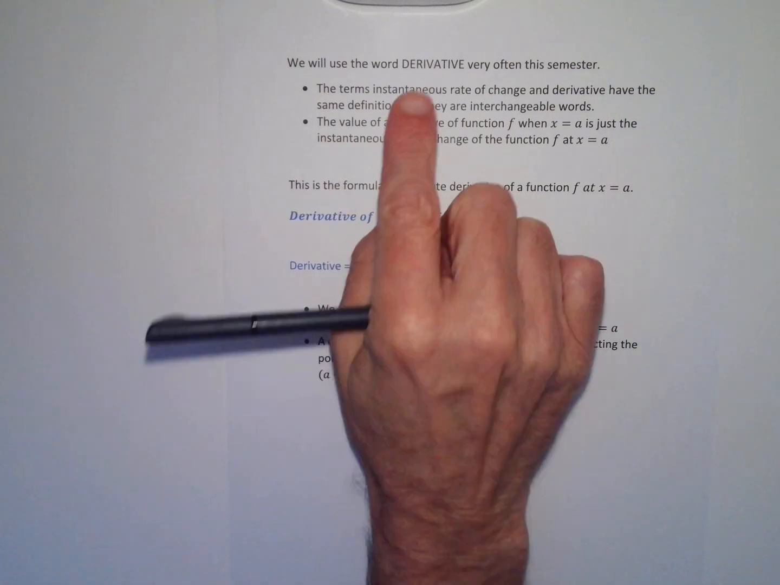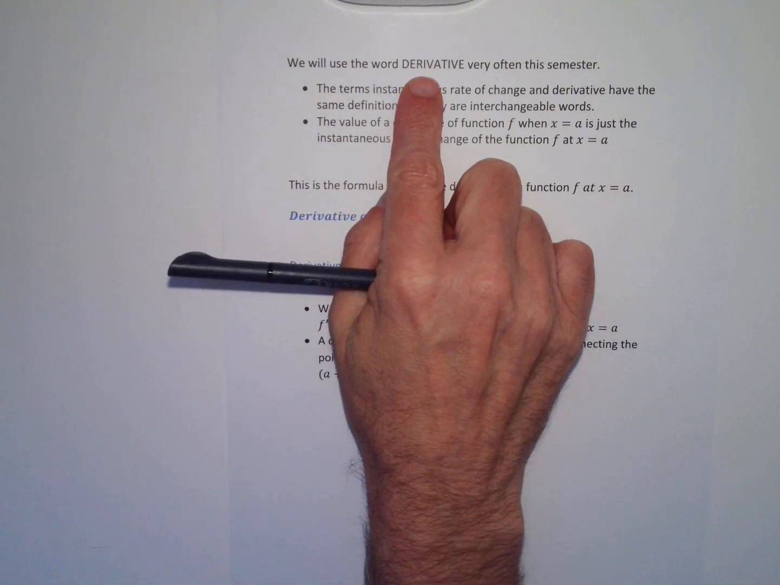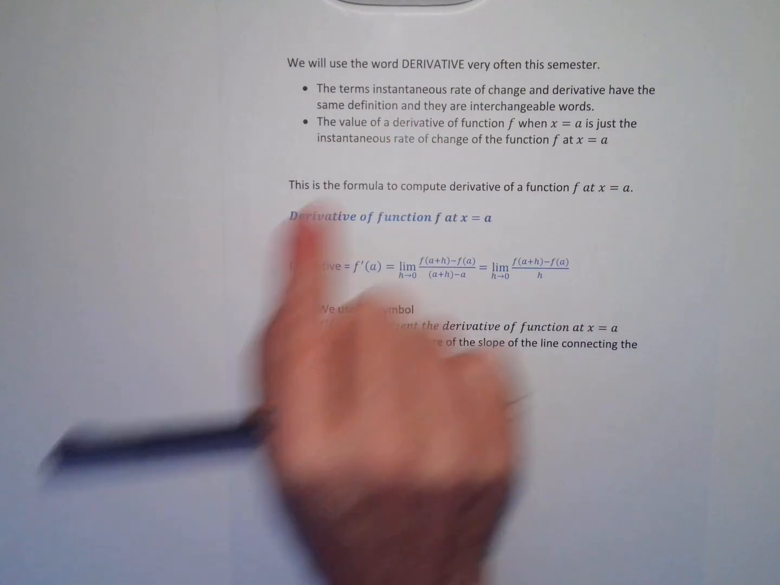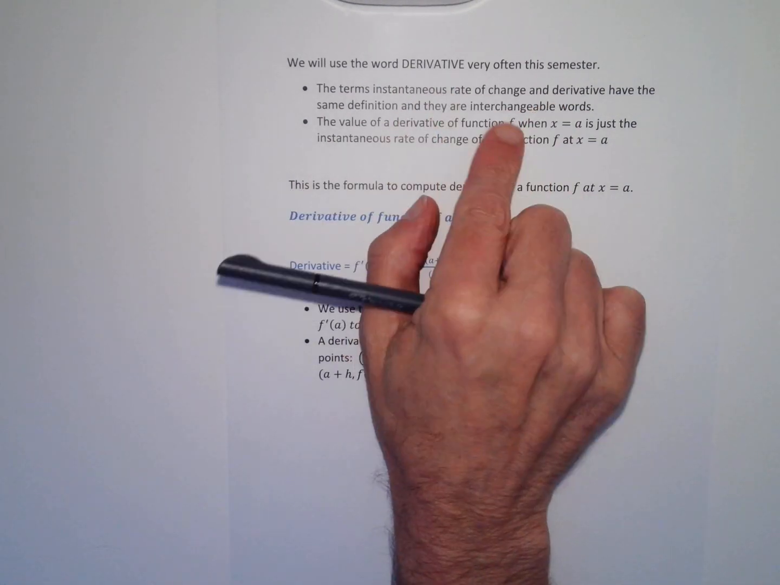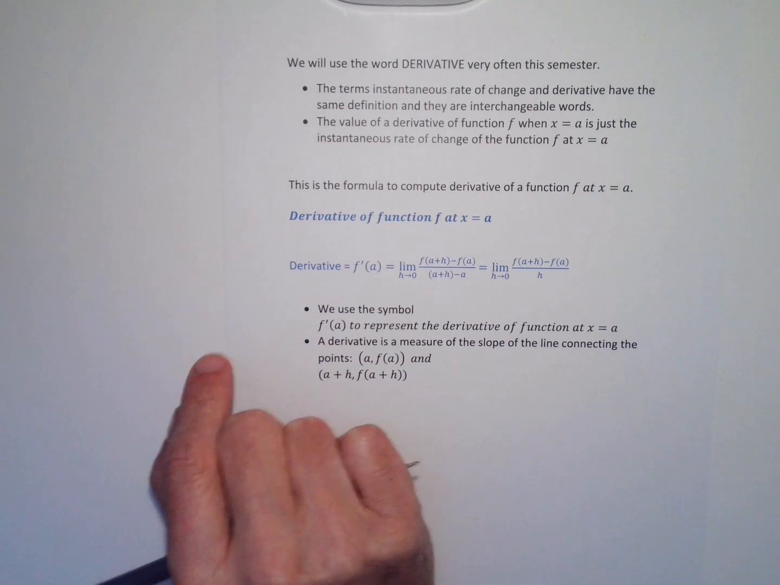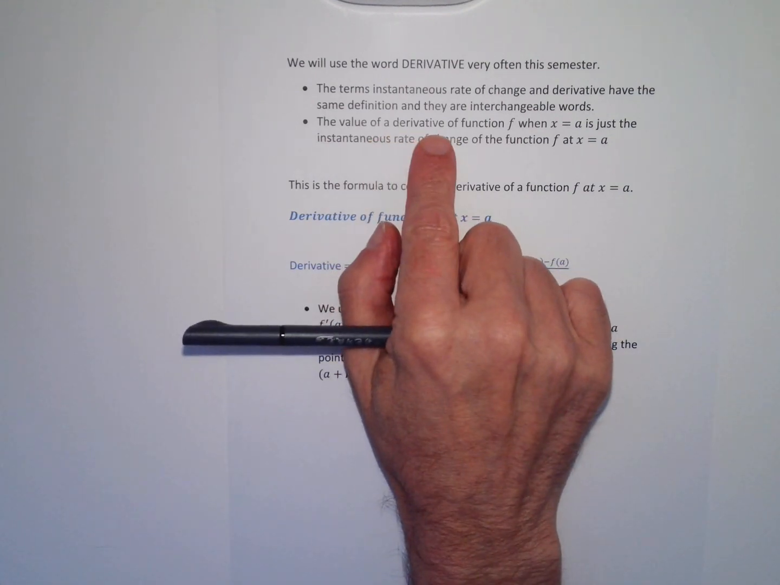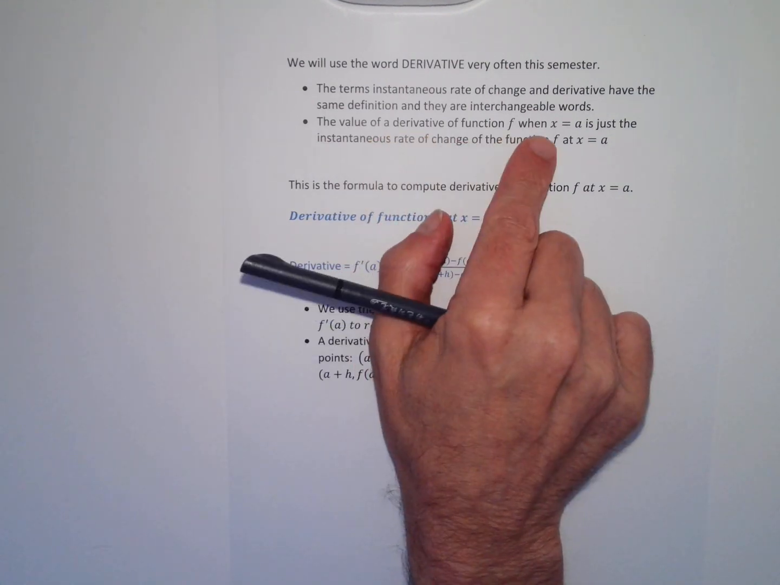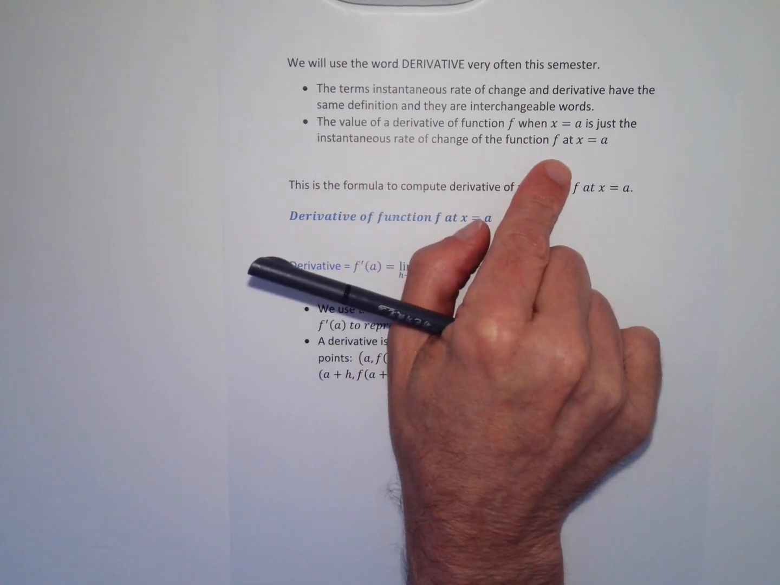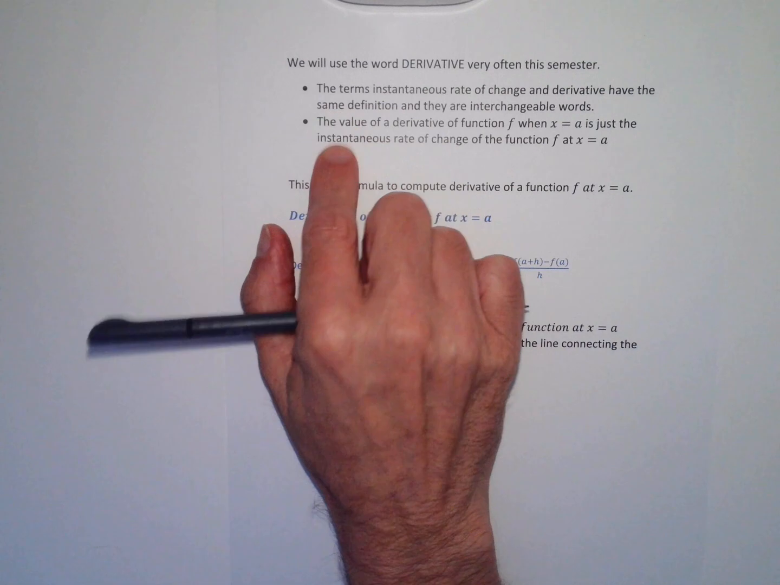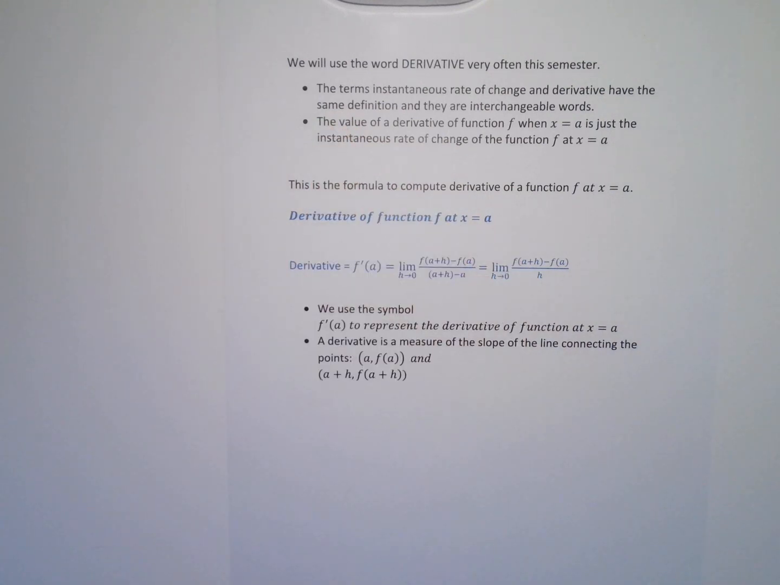So this semester, we're going to use the word derivative a bunch. And the terms instantaneous rate of change and derivatives have the same definitions and they're interchangeable. So if I say find the value of a derivative of a function when x equals a, that's the same as saying find the instantaneous rate of change of the function when x equals a. This is a little heady right now for where we're at. We haven't done enough for this to make a lot of sense, but I feel obliged to write it down and say it because eventually I'll try to connect to it.